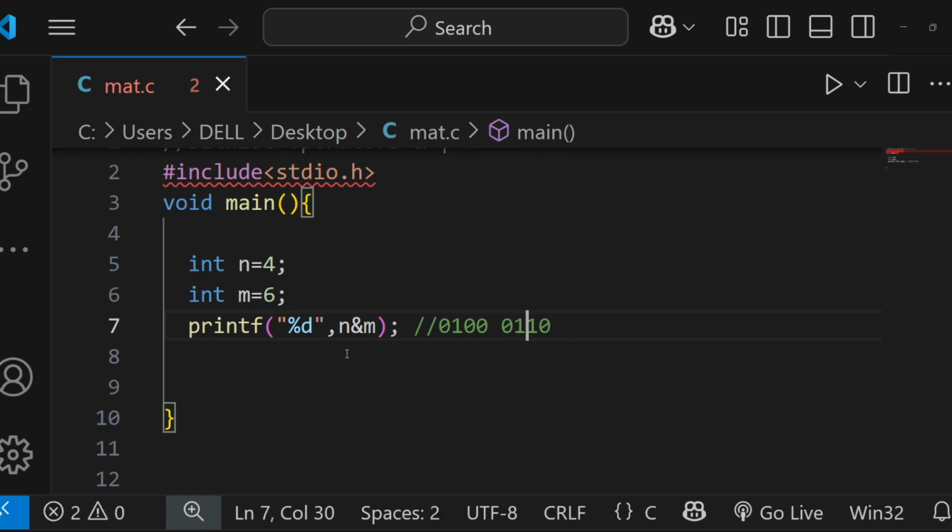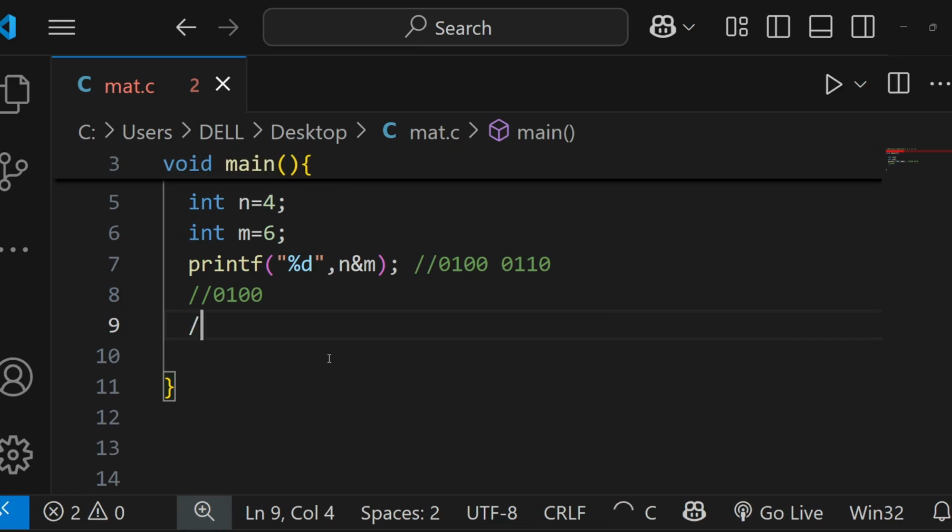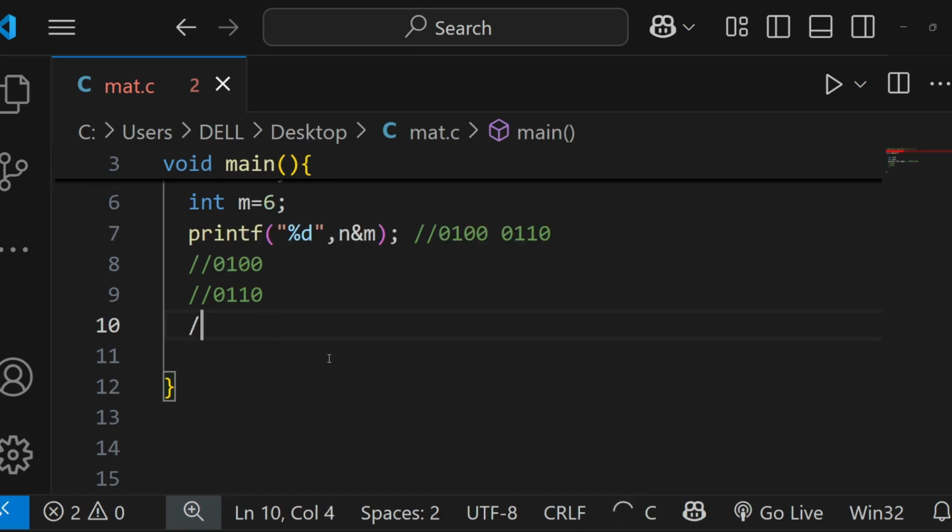Okay, done. Now what do I want to calculate? ANDing between them. So what I do is I just put them like this. Now if I ask what will be the result? 0 and 0 is 0, 1 and 1 is 1, 1 and 0 is 0, and 0 and 0 is 0.